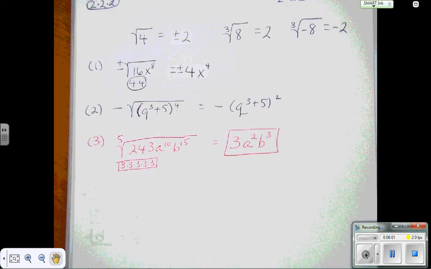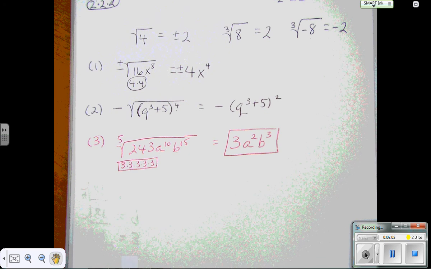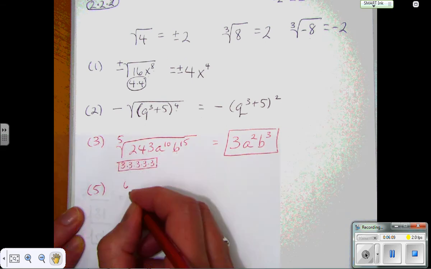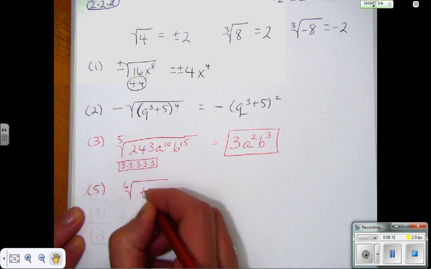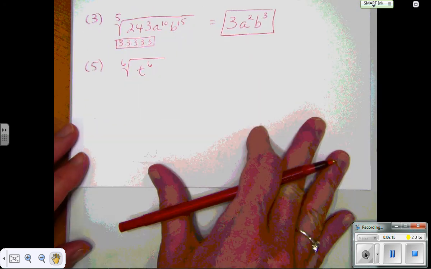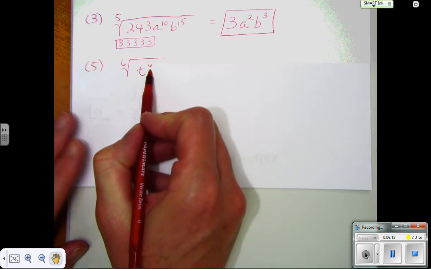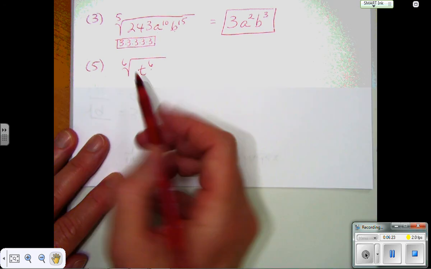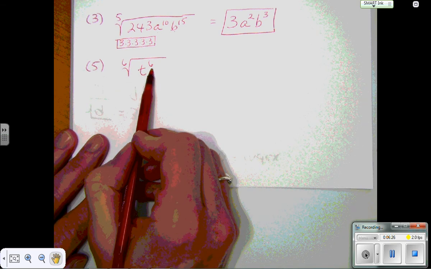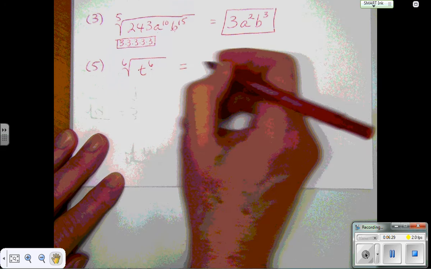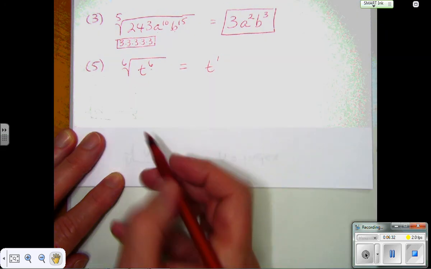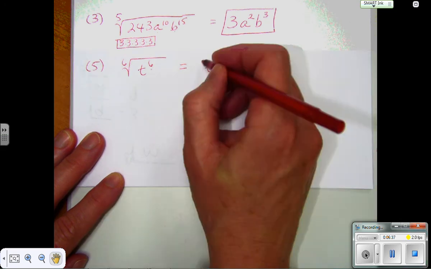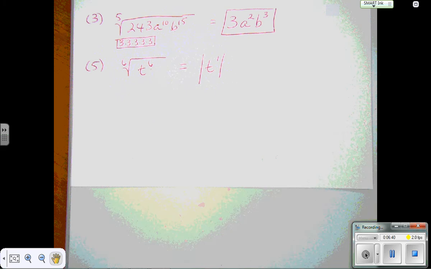Okay, let's look at number 5. Now, when we did this before, there was a rule that I told you guys about when you started out with an even index and you had an even exponent inside the radical, but then it simplified to an odd exponent. So we have an even index goes into this even exponent one time, so your answer here is t to the first power.